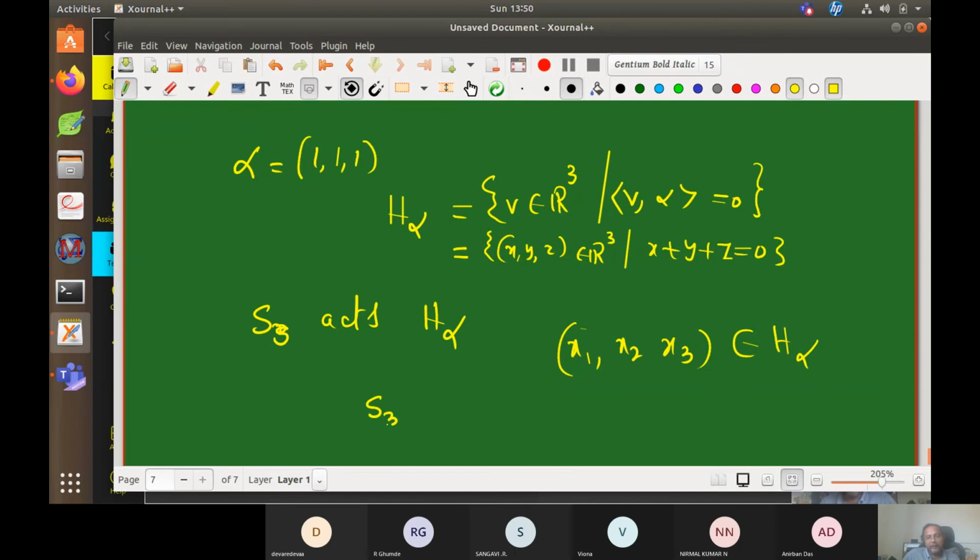I'm asking, is it a group action? S3 cross H alpha to H alpha. So the earlier definition only, on the entire R3 also what did we do? X1, X2, X3 goes to X sigma 1, X sigma 2, X sigma 3. That particular aspect only. Right? So if this is a solution, if I interchange any of these two, so X maps to Y, Y maps to X, X maps to Y, Y maps to Z, Z maps to X, still it is a solution.